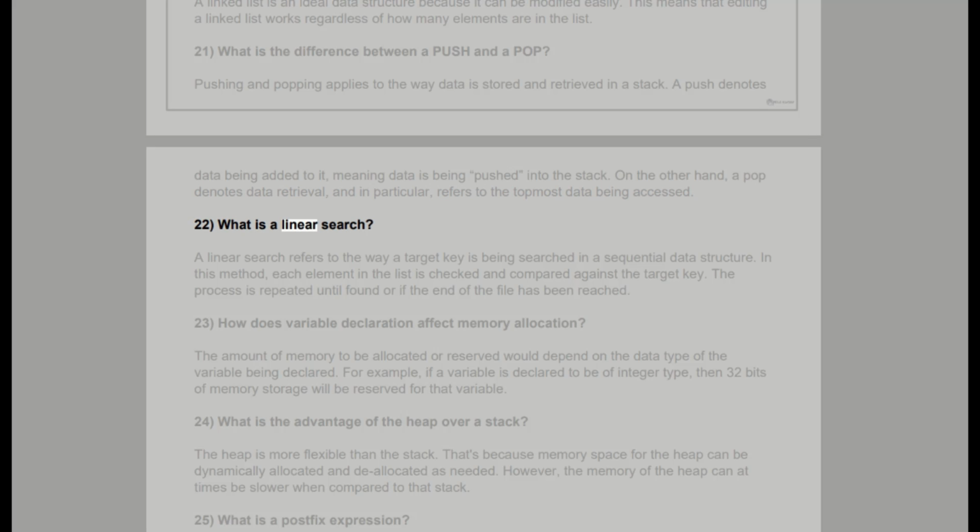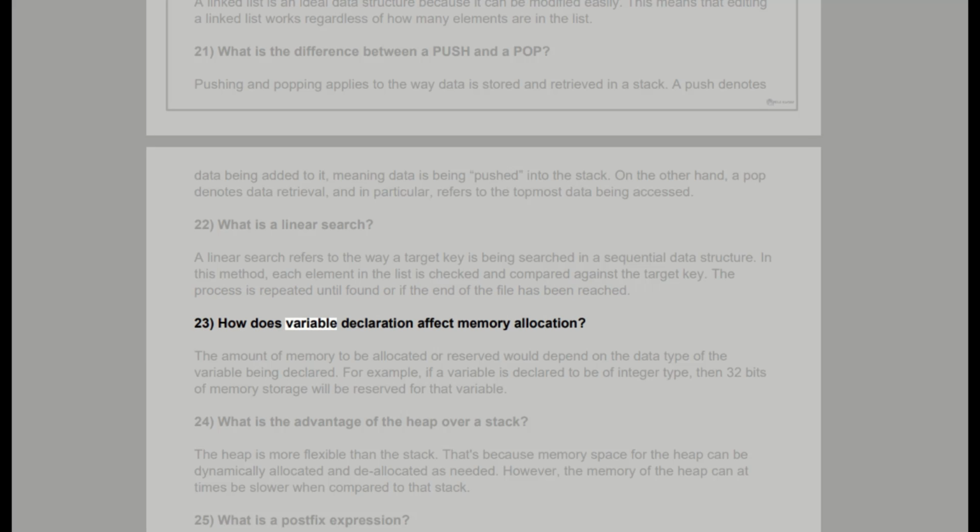22. What is a linear search? A linear search refers to the way a target key is being searched in a sequential data structure. In this method, each element in the list is checked and compared against the target key. The process is repeated until found or if the end of the file has been reached.